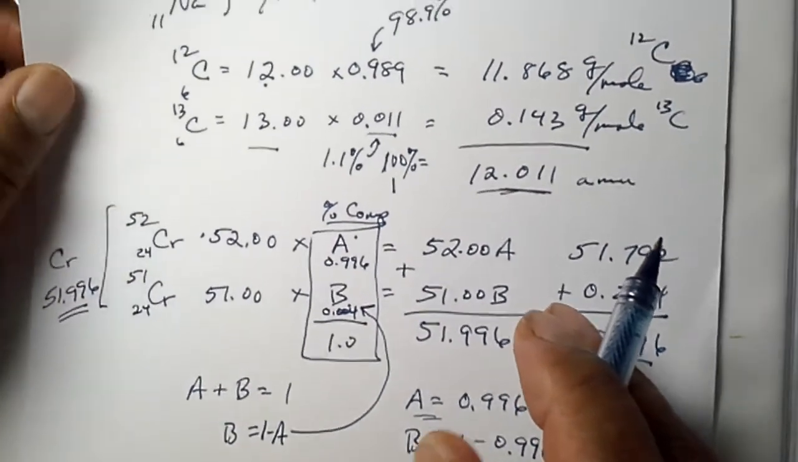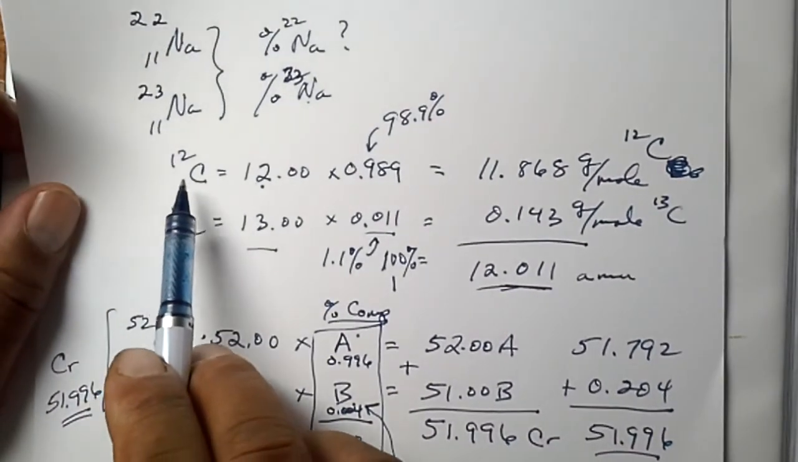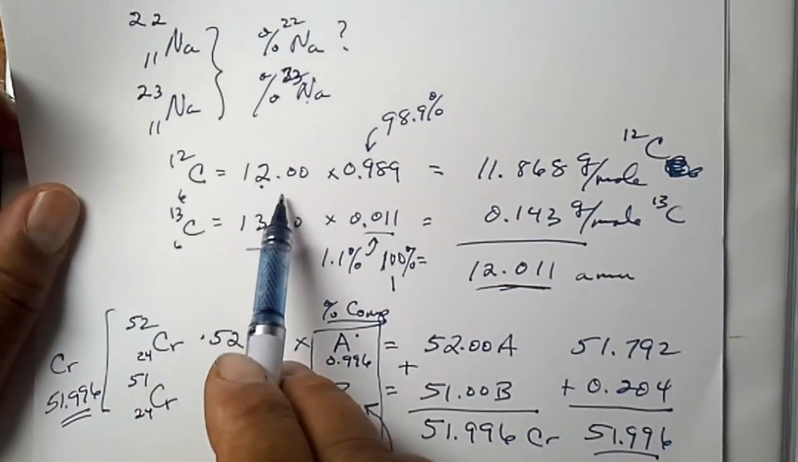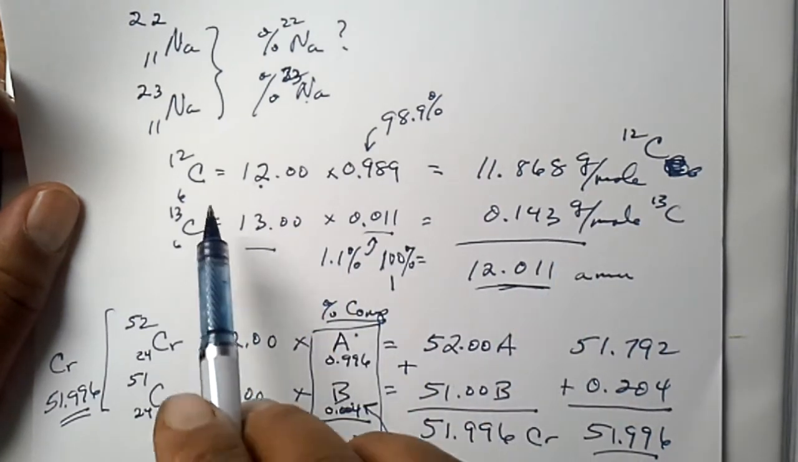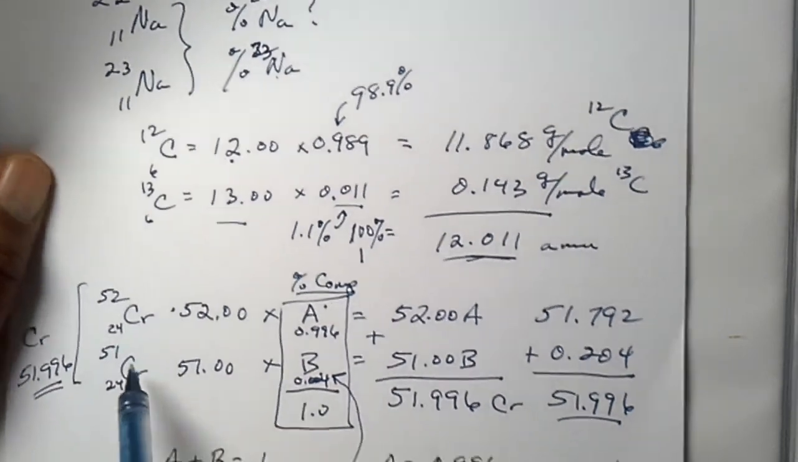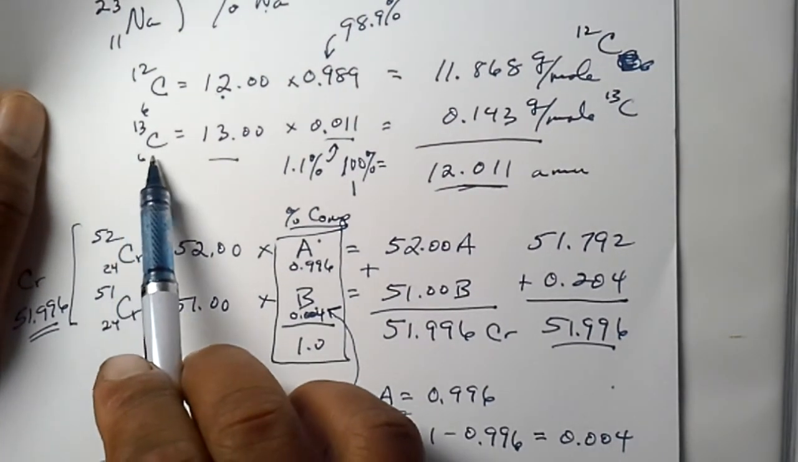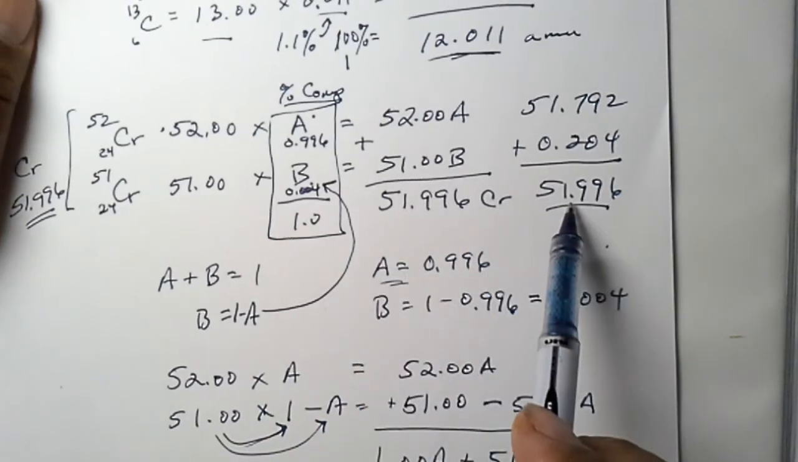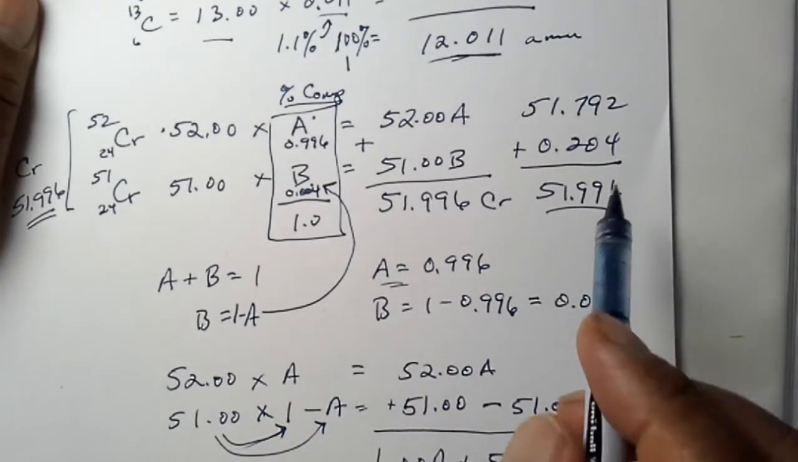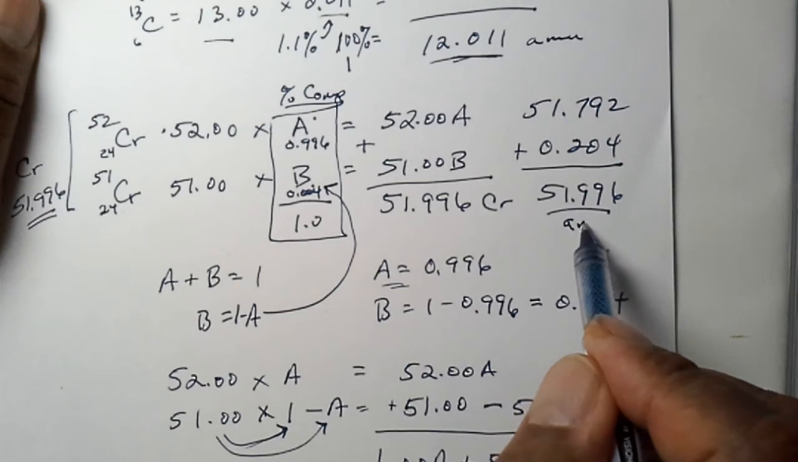So that was the calculation of the percent composition of our chromium 52, chromium 51, in our, where are we? Yeah, I said chromium 12. Here, that's carbon. This is chromium. In our total atomic mass.